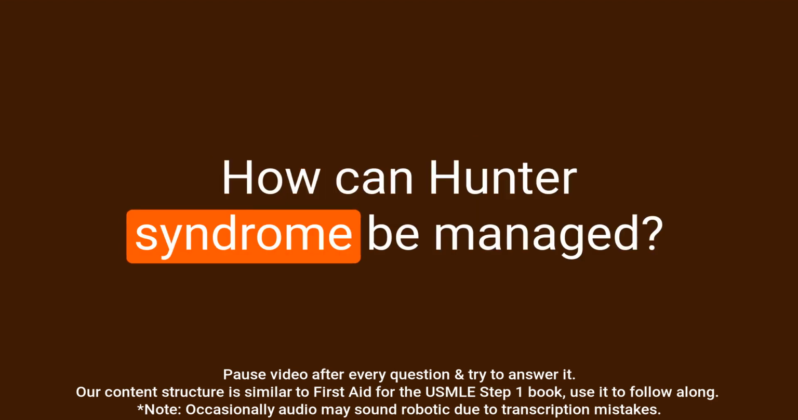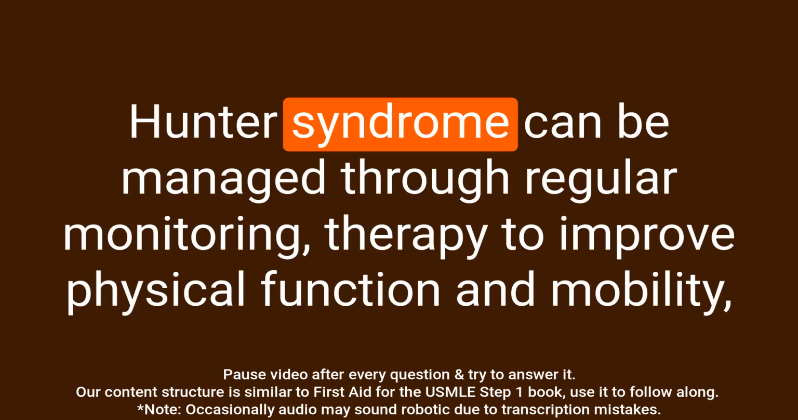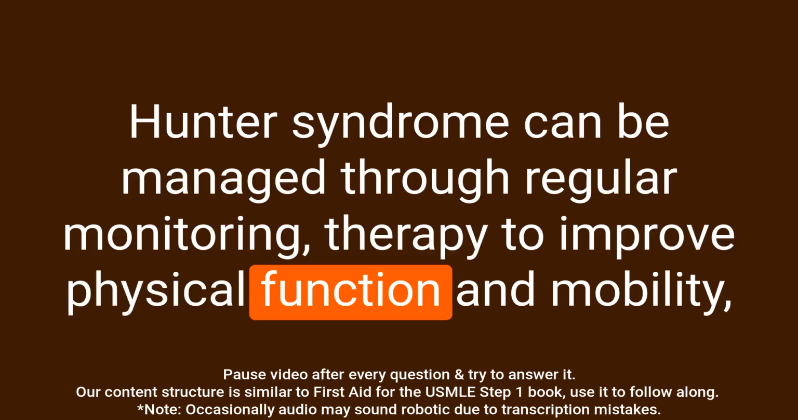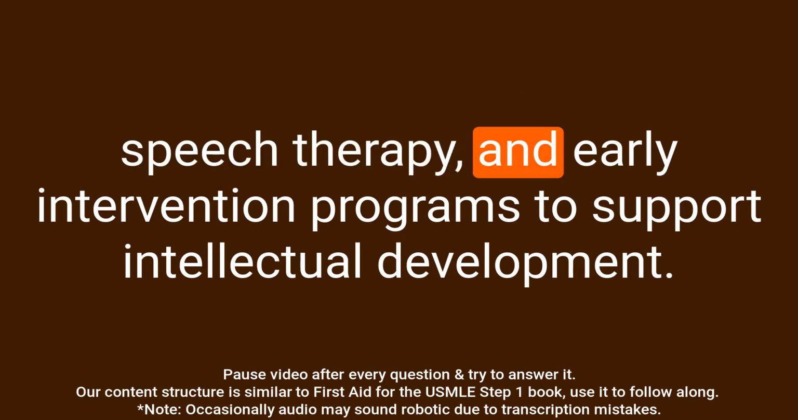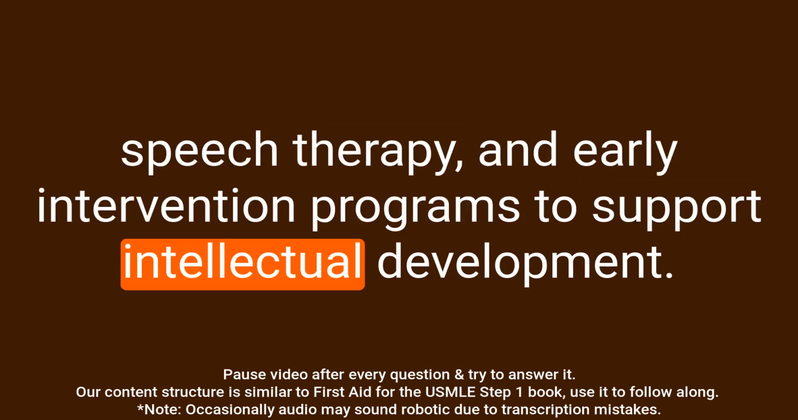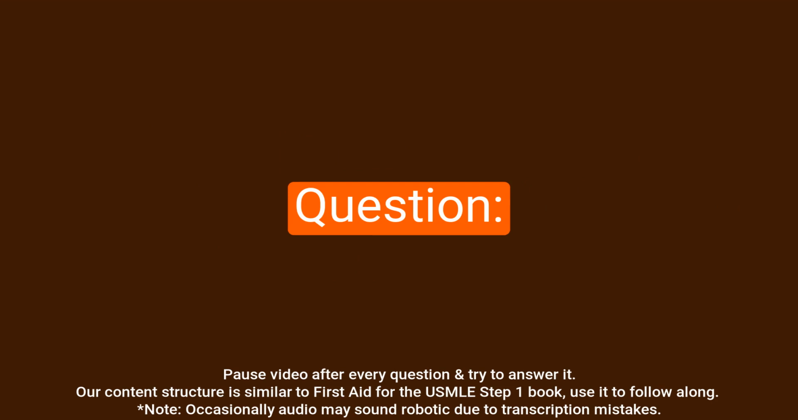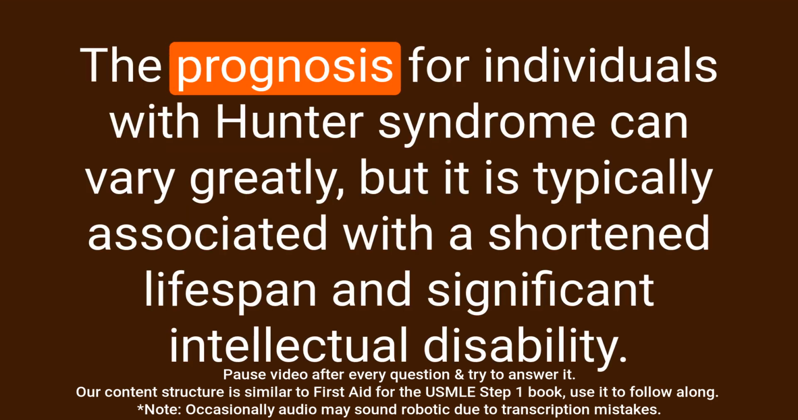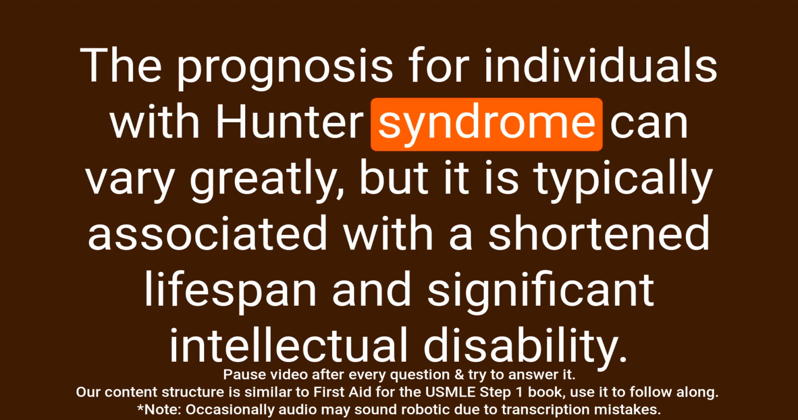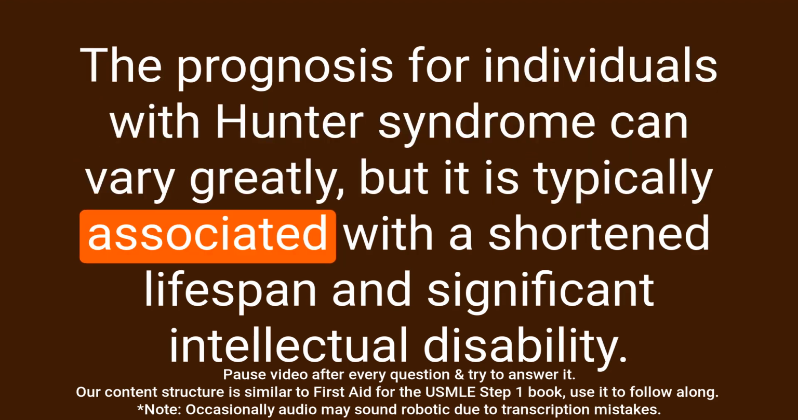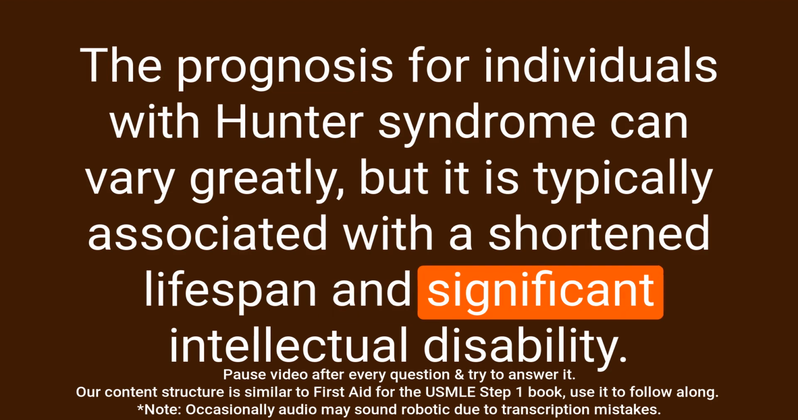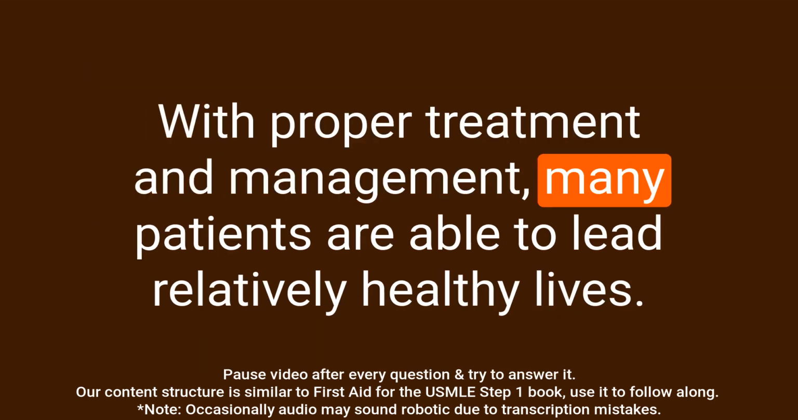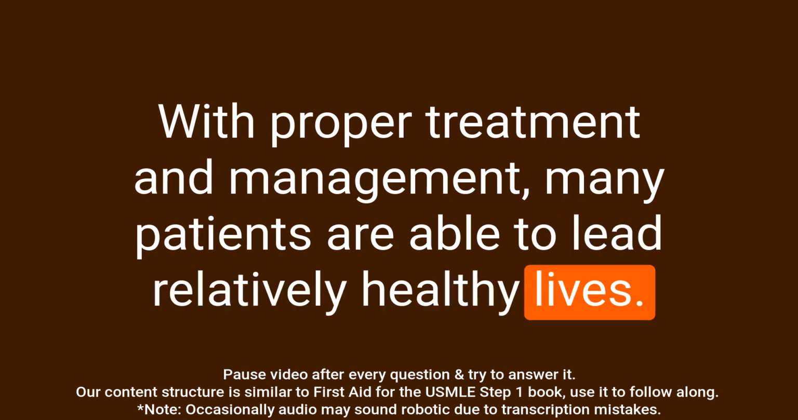Question: How can Hunter syndrome be managed? Answer: Hunter syndrome can be managed through regular monitoring, therapy to improve physical function and mobility, speech therapy, and early intervention programs to support intellectual development. Question: What is the prognosis for individuals with Hunter syndrome? Answer: The prognosis for individuals with Hunter syndrome can vary greatly, but it is typically associated with a shortened lifespan and significant intellectual disability. With proper treatment and management, many patients are able to lead relatively healthy lives.